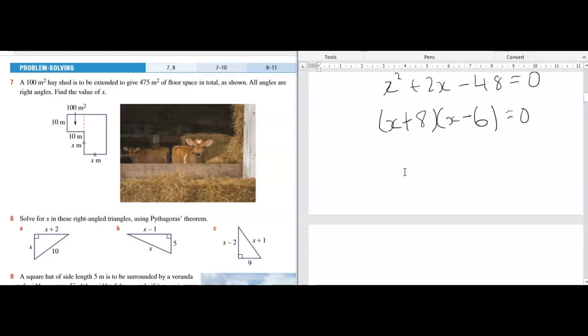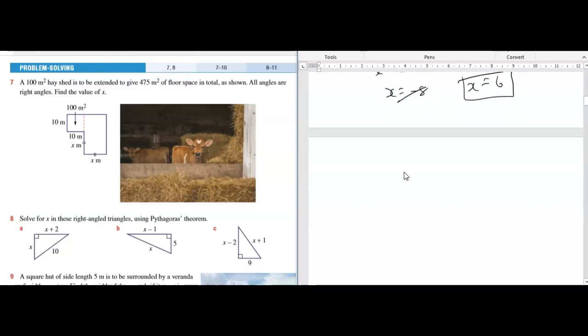So now we've got x plus 8 equals 0, so x equals negative 8. And x minus 6 equals 0, so x equals 6. Now, we are still dealing with side lengths, so we can't have x equals negative 8. So the only solution you can have is x equals 6.